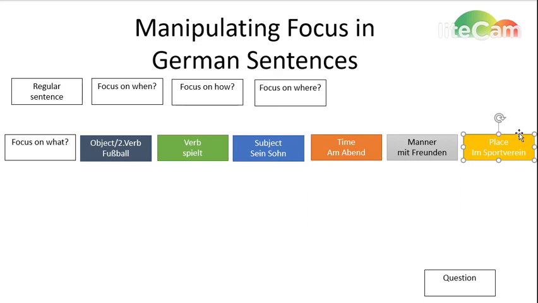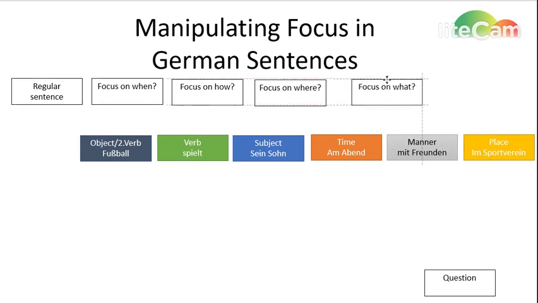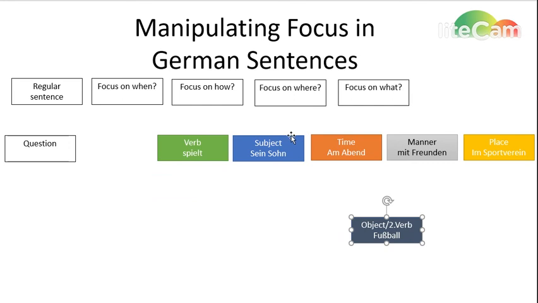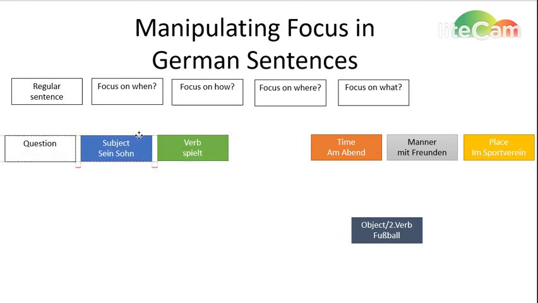Again, this really kind of clunks on the English ear, but to the German ear, this is music. Because you're saying, okay, it's football that's the important part of what's being talked about here. Now, you noticed that I had one more thing here, and that is the question. And this is not so much a manipulation of the word order, but rather simply a way of forming a question. So let's move everything back into the various positions that we found them initially.